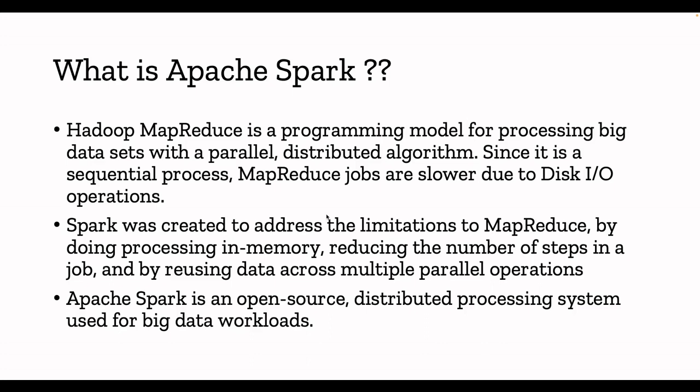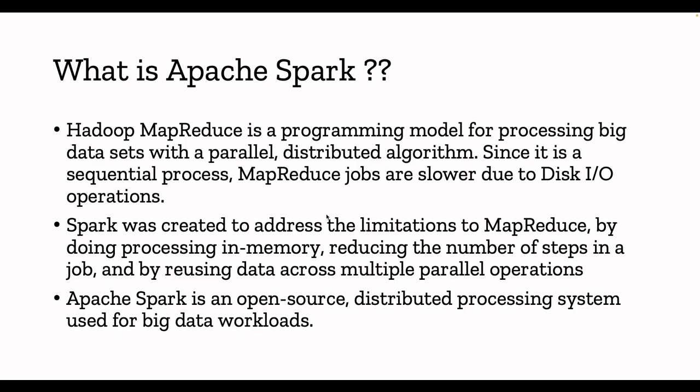Since it is a sequential process, MapReduce jobs are slower due to disk IO operations, input output operations. Basically the data will be read from the HDFS file system, then the data will be processed, and then the data will be written back to the HDFS. So it is more resource intensive, and that's why it's slower due to the disk IO operations. In order to bridge this gap, Spark was created to address this limitation of MapReduce.